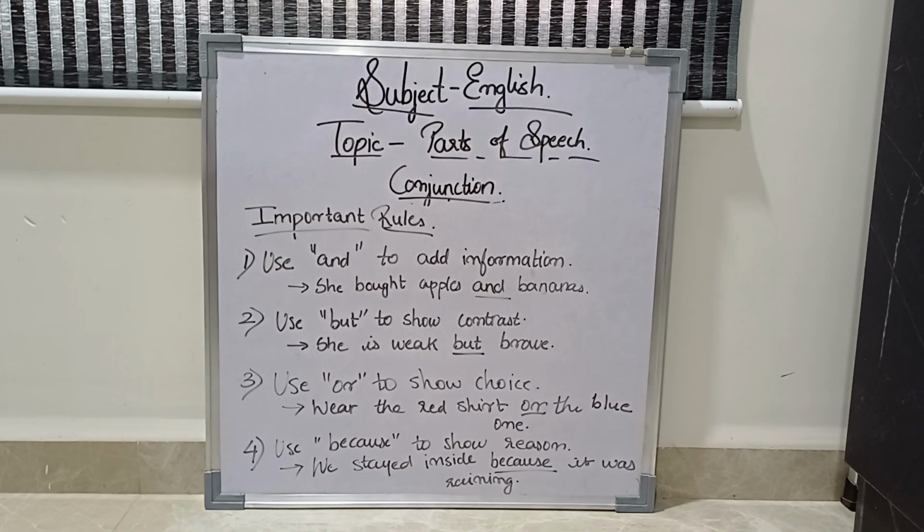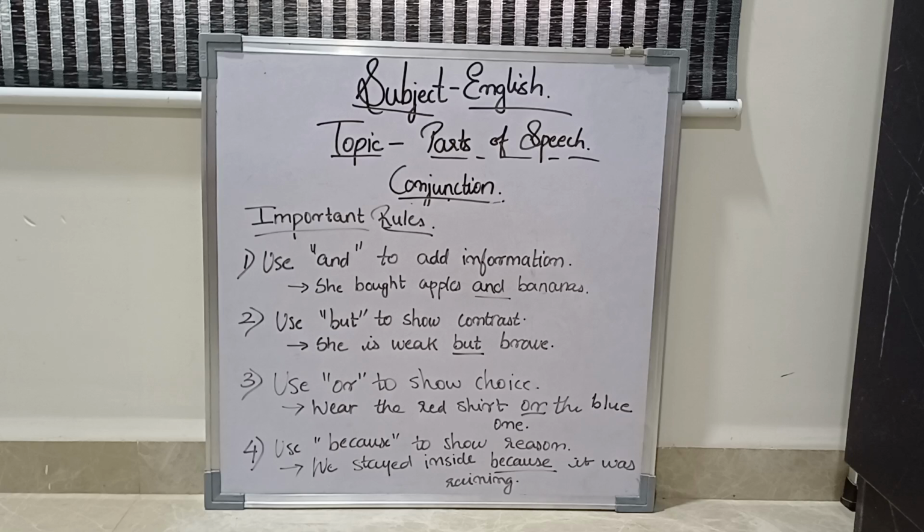Use or to show choice. Wear the red shirt or the blue one, to give a choice or to give options. Okay. Use because to show reason. We stayed inside because it was raining. So whenever you see conjunctions, you have to use these words mostly in sentences, like and, but, or, and because.